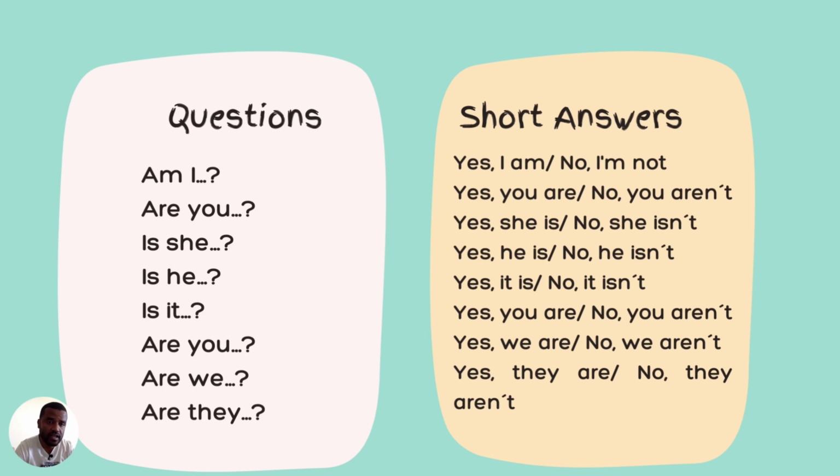Okay, so is she your sister? Is she your sister? You say yes, she is. Or no, she isn't. Is he your brother? Okay, yes, he is. Or no, he isn't. Okay, so is it a cat? Yes, it is. Or no, it isn't.